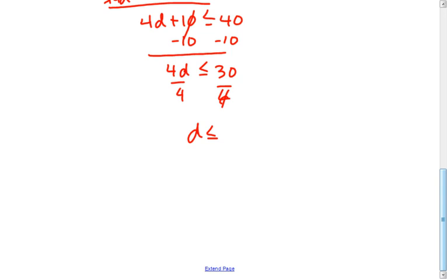D is less than or equal to 30/4, or 15 halves, or 7.5. Now, the problem is you can't have 7.5 dolls. That doesn't work. So she can't buy 8 dolls because it has to be less than that, so it has to be 7 or fewer dolls.